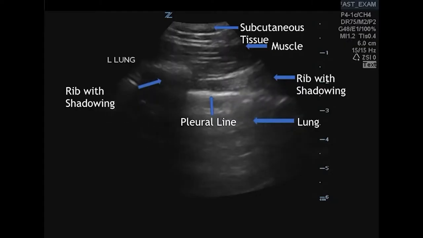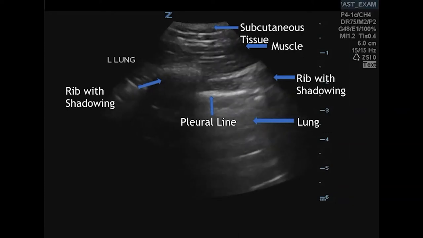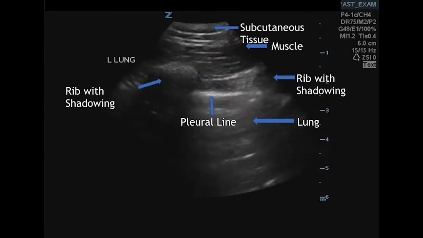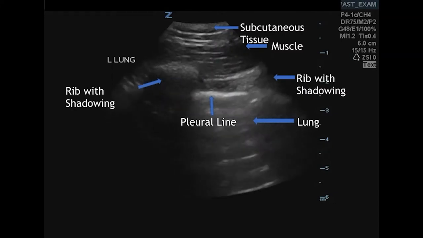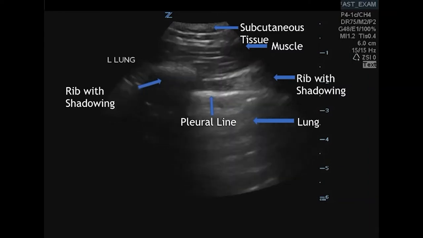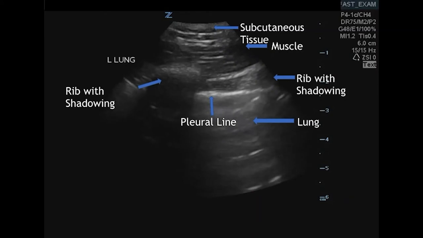This clip was taken using a phased array probe. The top of the image is superficial, and the bottom of the image is where the sound waves are traveling into the chest. The left side of the image is towards the patient's head, and the right side is towards the patient's feet. You can see the subcutaneous and muscular layers superficially labeled on the right.